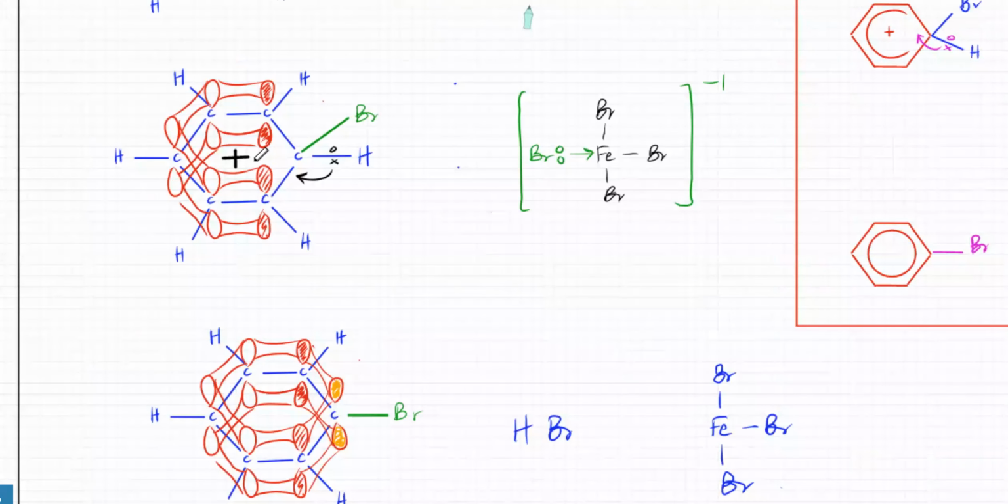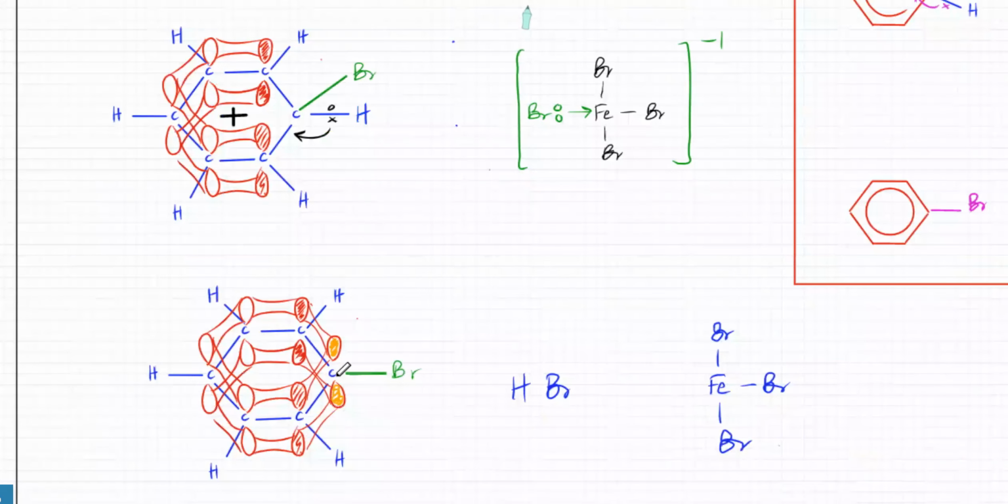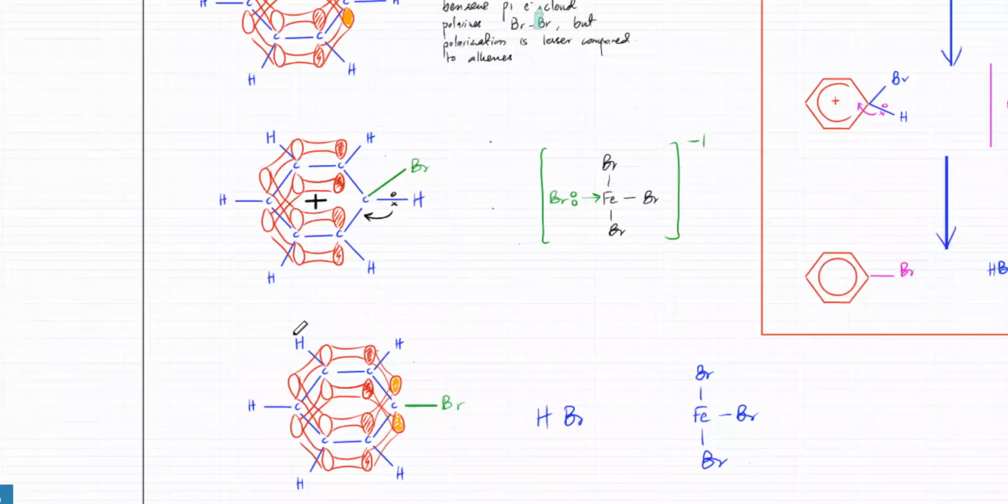It got a positive charge, and the next thing would be that it wants its electron back. So the hydrogen, being an electropositive element, likes to lose electrons. So hydrogen is going to quickly give its electrons, and the pi electron cloud would become complete again. The H is going to leave, forming HBr. So that is the whole mechanism of electrophilic substitution.